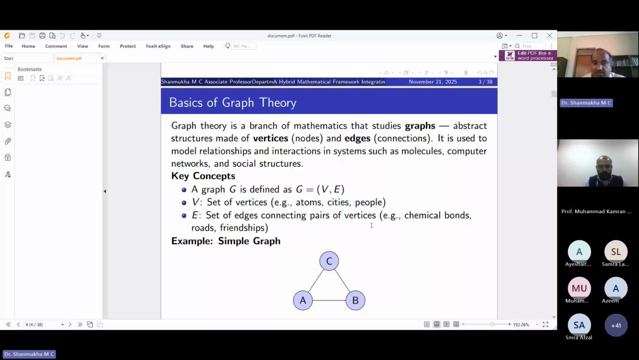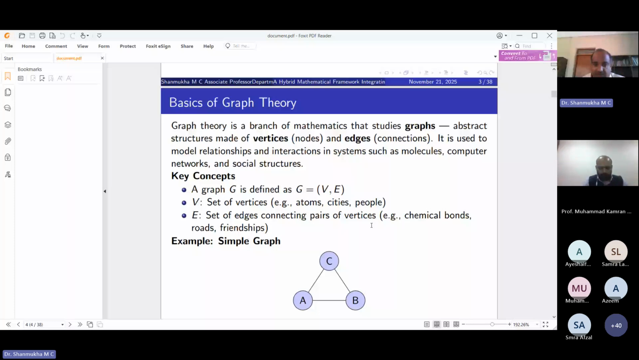Graph theory is a branch of mathematics that studies graphs, abstract structures made up of vertices and edges. It is used to model relationships and interactions in systems such as molecules, computer networks, and social structures. Key concepts of graph theory: a graph G is defined as G = (V, E), where V is the vertex set and E is the edge set. Set of vertices, examples are atoms, sites, and people.